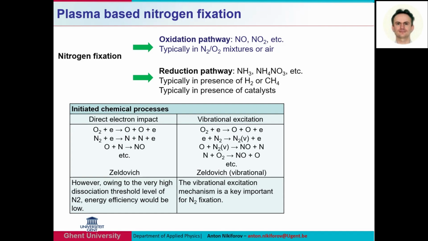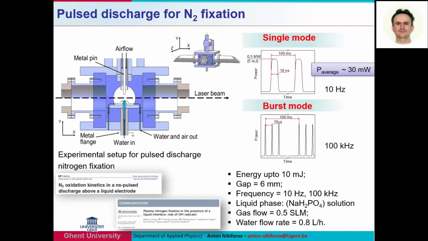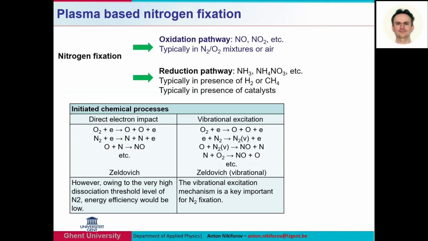The second one is vibrational excitation, where you first vibrationally excite nitrogen, and then nitrogen or oxygen, which also can be vibrationally excited, will react in the next step, forming nitrogen oxides, but through the Zeldovich vibrational pathway. So you don't need to provide immediately 9.7 electron volt in one electron impact collision. You can do it step by step to increase the vibrational energy of the nitrogen molecule and then to break it. And of course, this process is much more energy efficient than the first one.